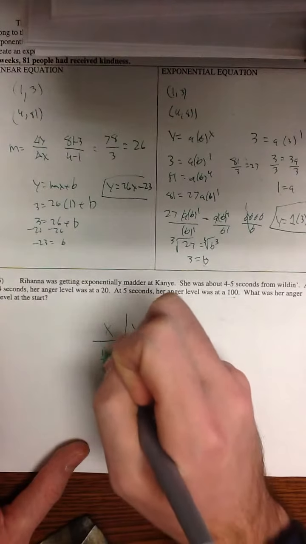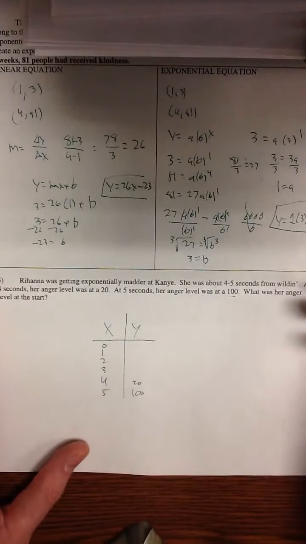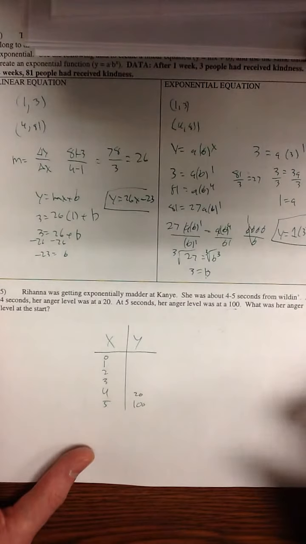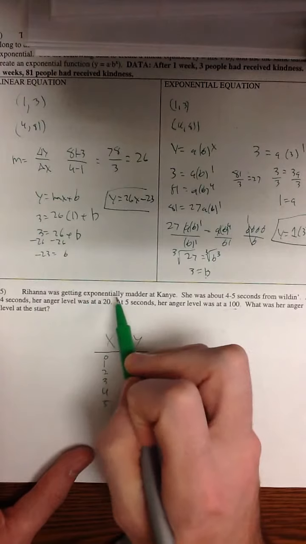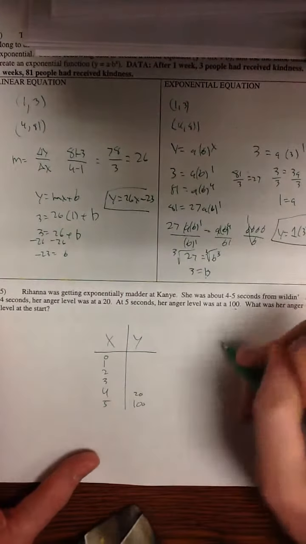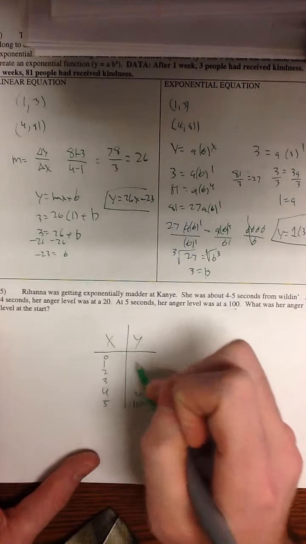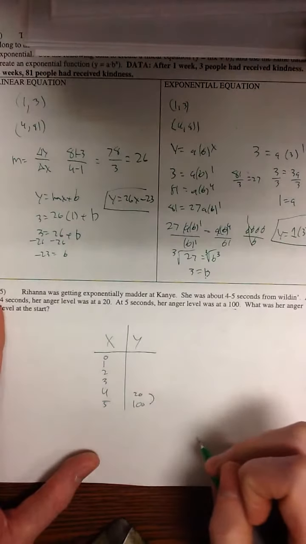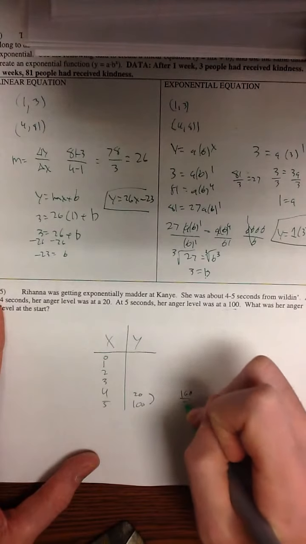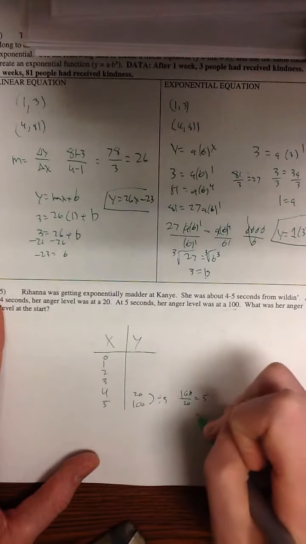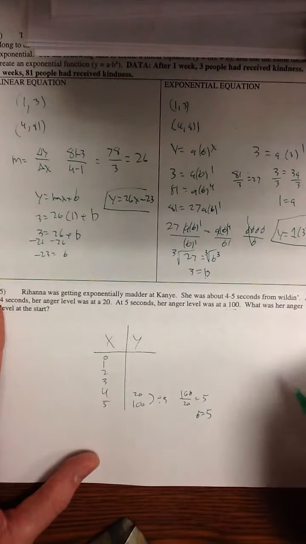So we need to step back because we have to get a and b, just like we had our other equation up here, y equals ab to the x. We know that because it says she was getting exponentially madder. That's our exponential. So I got to find out what a is and what b is. Well, b I can figure out 20 times what is 100, or if I wanted to divide 100 divided by 20 is 5. So my multiplier is 5, so b equals 5.